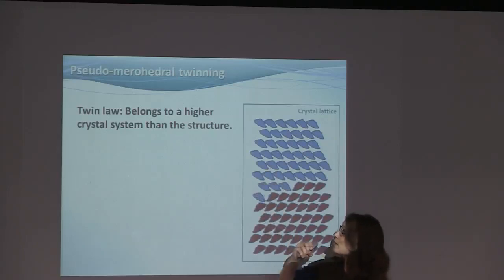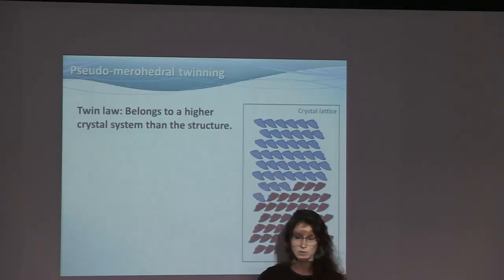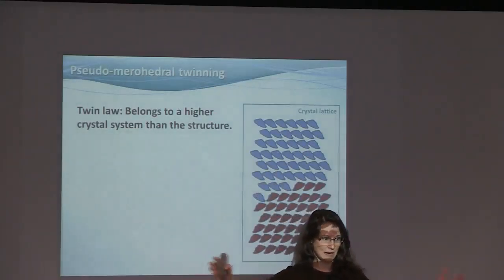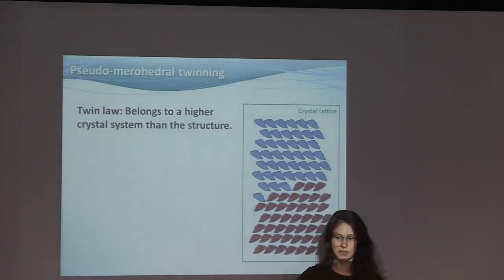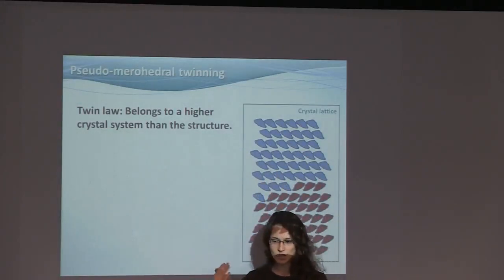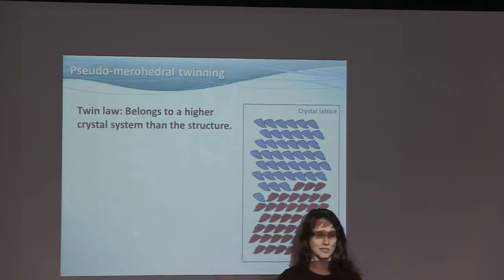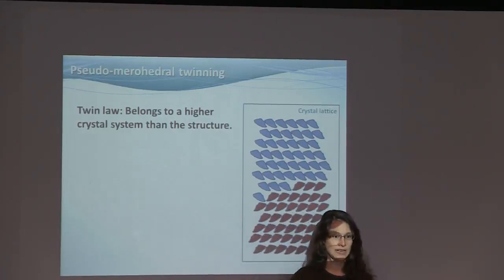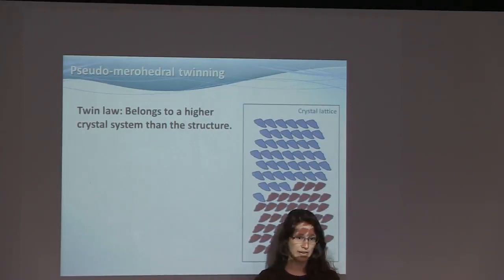Now we go to pseudo-merohedral twinning. In pseudo-merohedral twinning, we basically extend the concept now. Here the twin law belongs to a higher crystal system than the structure. The classical case being the structure is originally monoclinic and looks orthorhombic.